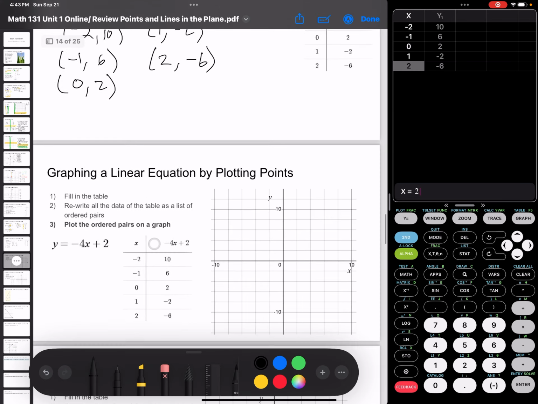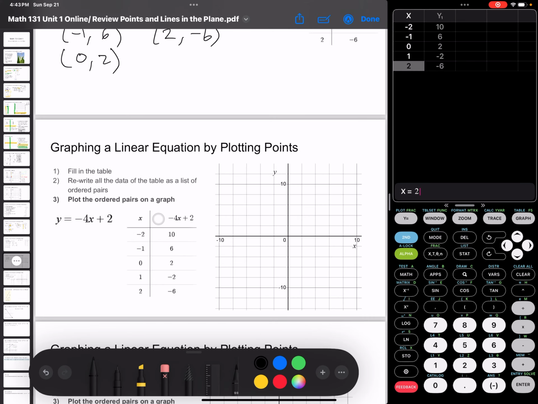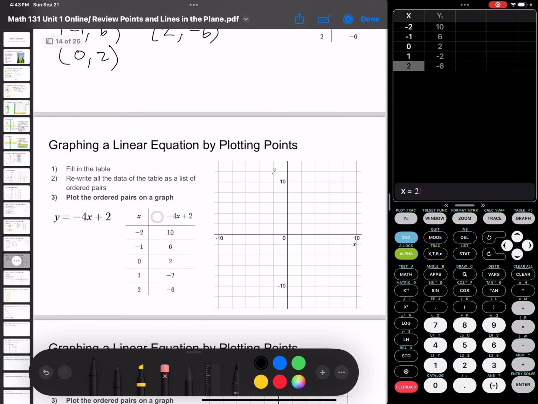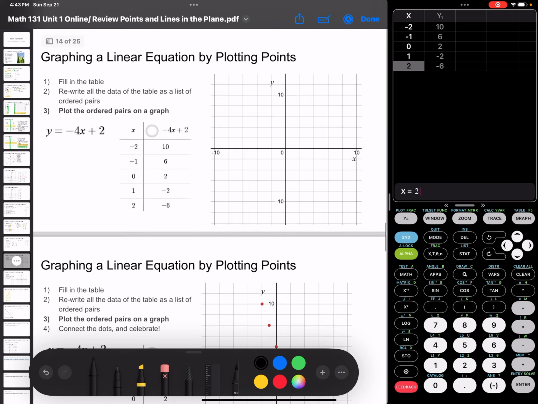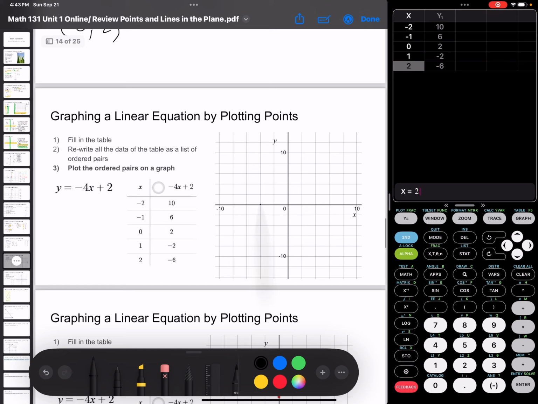And I can now plot these points. So I know I have the point -2, 10. So let's see, here's 10. So this must be 2, 4, 6, 8, 10. Okay, so here's -2, 10. Then -1, 6, then 0, 2, and so on for the remaining points.